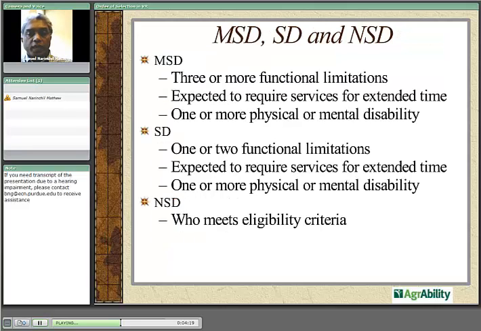It is obvious that to be included in any category, the individual must have physical or mental disability as listed by VR. MSD has to have 3 or more functional limitations along with the services required for an extended period of over 9 months after signing the plan and successful rehabilitation of the individual and closure of the records. SD category has to have 1 or 2 functional limitations along with services required for an extended period of time, that is more than 9 months. All others or NSD customers are considered to have the minimum eligibility requirements for VR to be met.